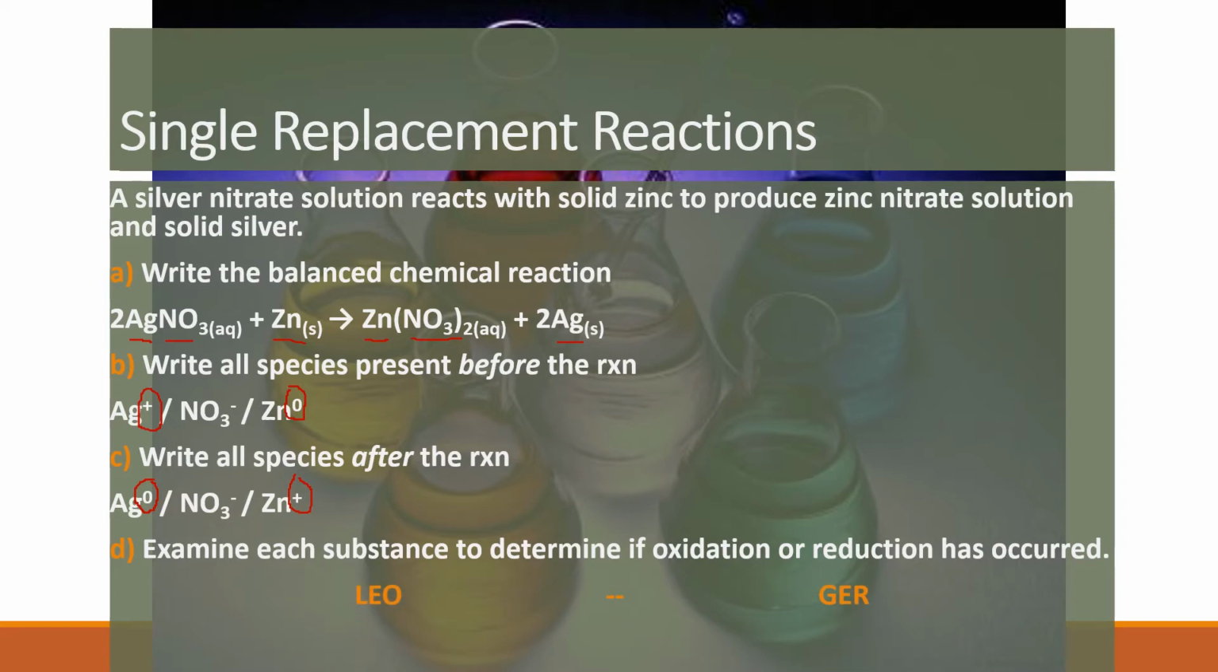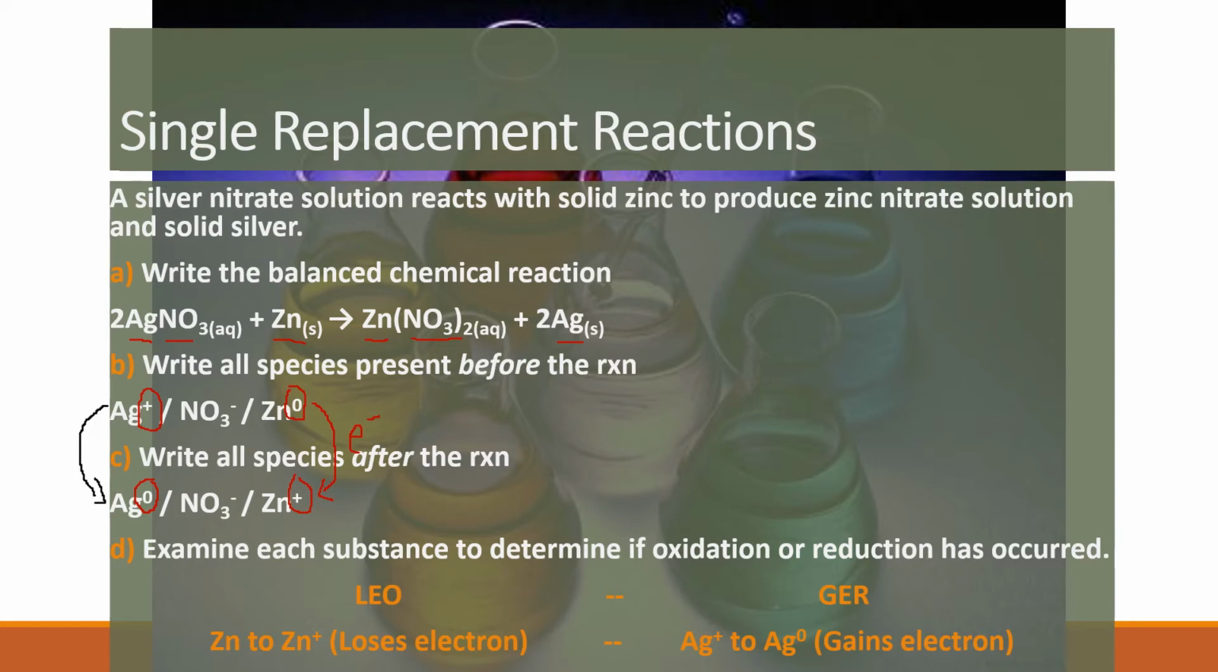So what we remember is there is LEO and GER. So if that's helpful, remember which one is losing the electrons or gaining the electrons. Hopefully we saw that zinc lost an electron. To go from 0 to a positive, it would have had to give up an electron. It lost this electron here. At the same time, the silver over here would have gained the electron, and it went from positive to 0.